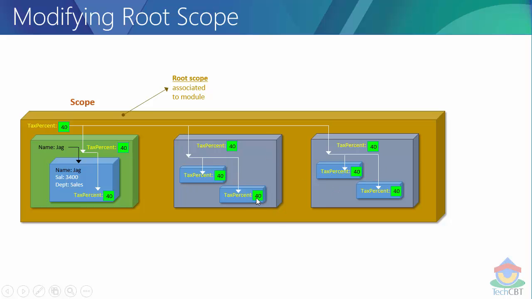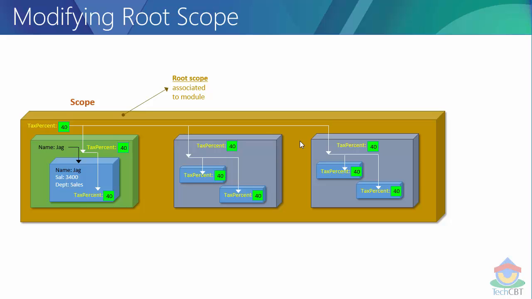If you modify the value, you are actually modifying the value available at the root scope. Once the main value gets modified, all the referred variables will automatically have the latest, current values. So this is pretty important. If you have a member at the root scope and you change the value of that member, it will be immediately reflected across all the scopes and all the child scopes wherever necessary.